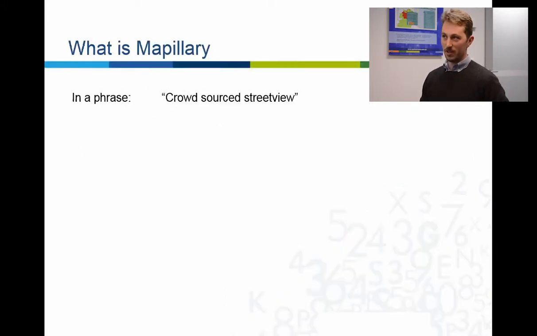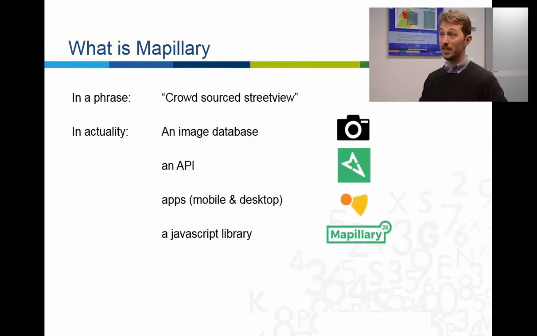So, what is Mapillary? In a phrase, it's crowdsourced Street View. If you talk about Google Maps and OpenStreetMap, it's very much a similar relationship between Google Street View and Mapillary. The idea is that people will submit their own photos and they can create these Street View-like environments with their own images. So, in actuality, what that means is that it's made up of an image database.